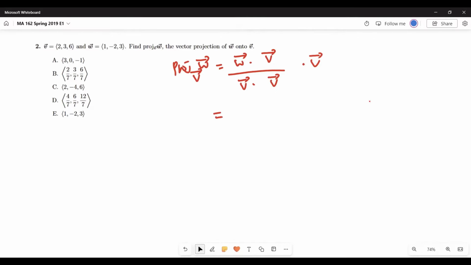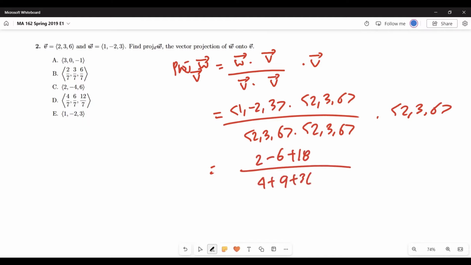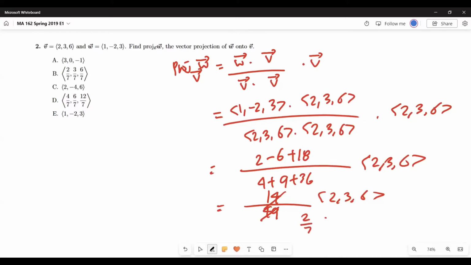So when you have that, W is 1, negative 2, 3 dot 2, 3, 6 over 2, 3, 6 dot 2, 3, 6, times 2, 3, 6. If you do the calculation, the numerator becomes 2 minus 6 plus 18, and the denominator 4 plus 9 plus 36, times 2, 3, 6. This just becomes 14 over 49, times 2, 3, 6. So this simplifies to 2 over 7, times 2, 3, 6. So this just becomes 4 over 7, 6 over 7, 12 over 7. So the answer for this question is D.